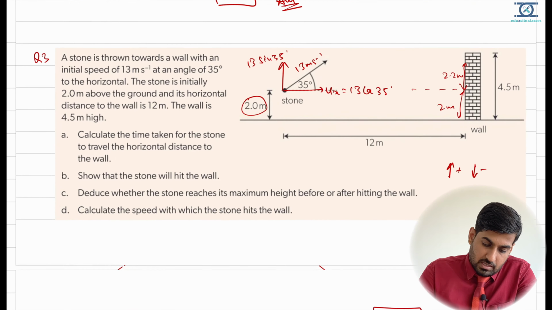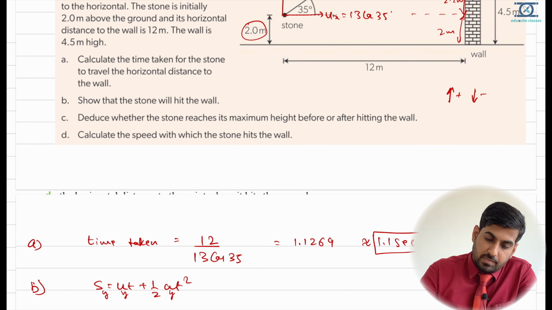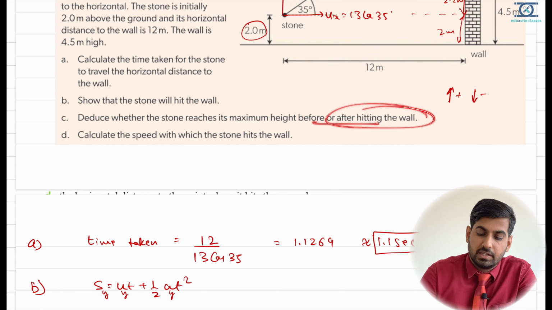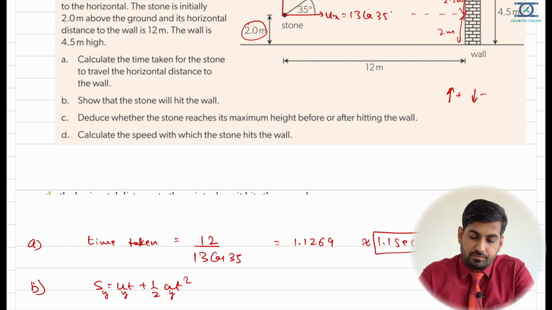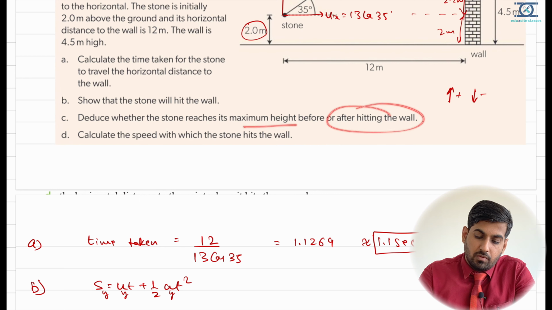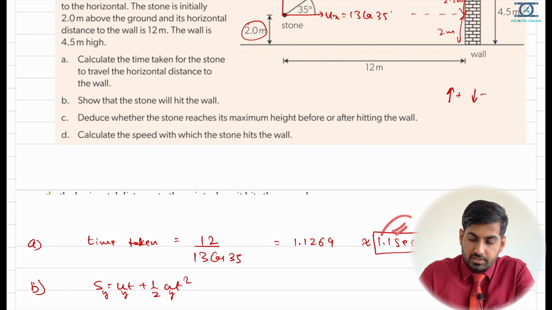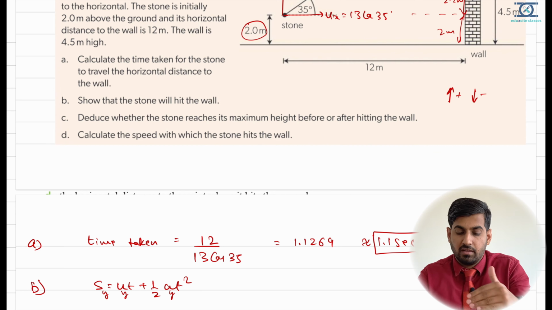Okay, now deduce whether the stone reaches its maximum height before or after hitting the wall. Now for before and after hitting the wall, what you can do is, either you can find out using the time at which it reaches the maximum height, or you can find out the velocity. If it is negative, it means it is returning back, right?